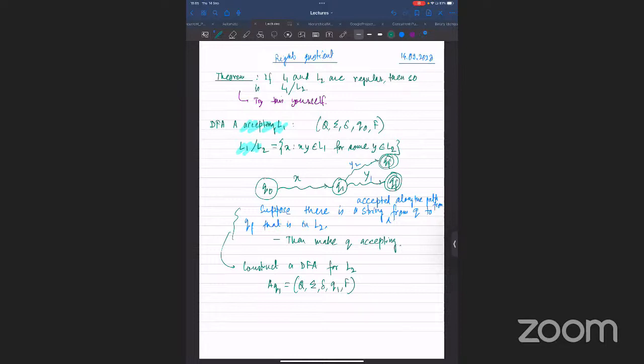Exactly. So now you have AQ1, and suppose the DFA for L2, I call it A2. Now you take the intersection, AQ1 intersection A2, and what do you do? Check, very good, check if it is non-empty, right?